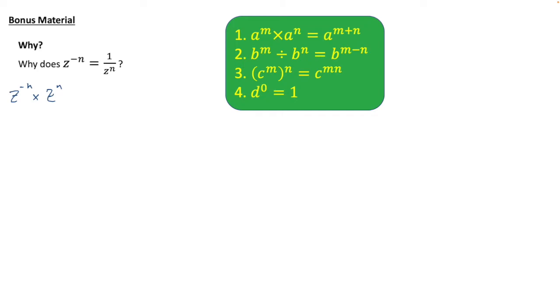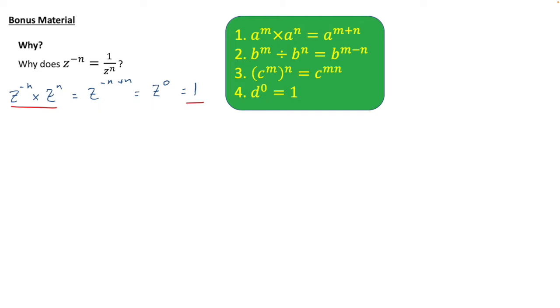So we use rule 1, and when we multiply the same number to different powers, or the same power for that matter, we add the powers. That's the point. So that would give us z to the minus n plus n, and of course minus n plus n is 0, so that gives us z to the 0, and then by rule 4, anything to the power of 0 is 1, so that gives us 1.